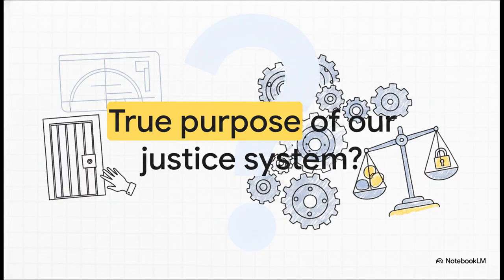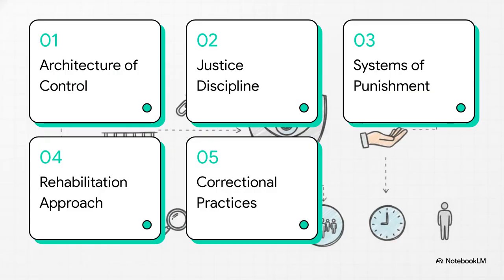Think about it. When we think of architecture, we think of intention, right? Every door, every hallway, every locked gate has a distinct purpose. And the text we're unpacking today suggests that our justice system is exactly the same. It's a meticulously engineered framework built to achieve a very specific type of societal order. So, here is our structural floor plan for today. First, the architecture of control. Second, criminal justice discipline. Third, systems of punishment. Fourth, the rehabilitation approach. And finally, number 5, modern correctional practices.